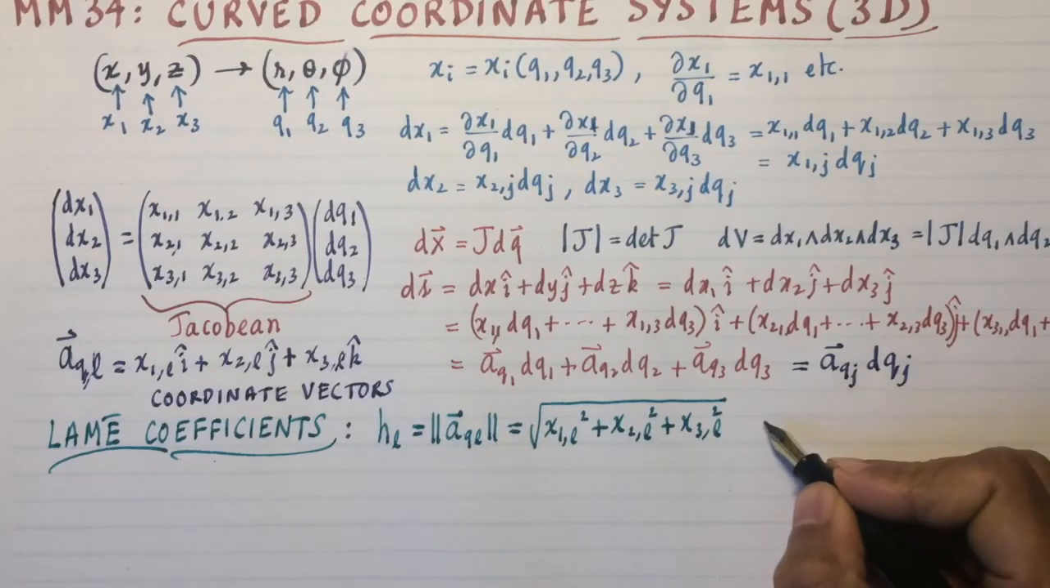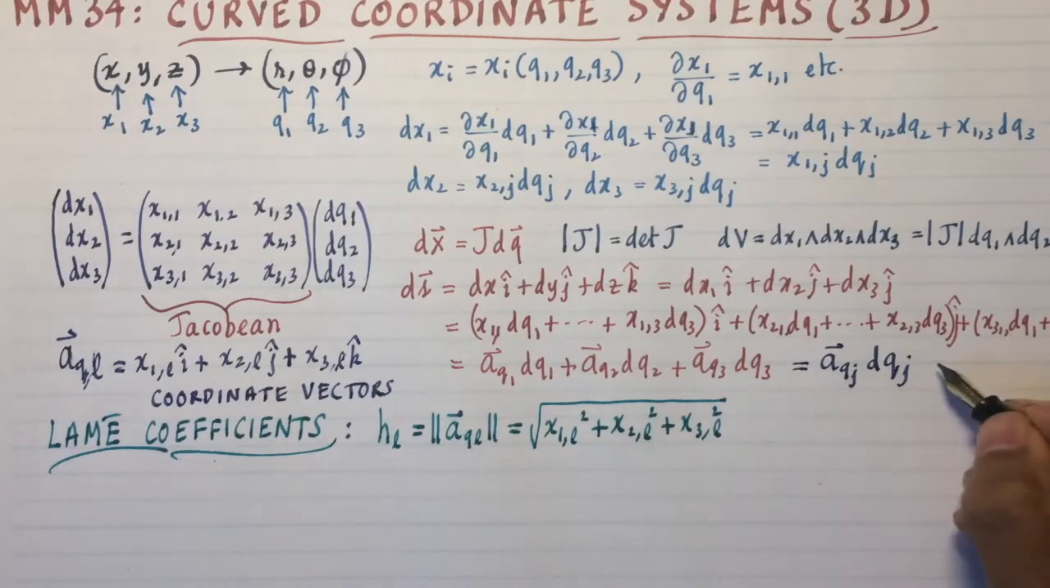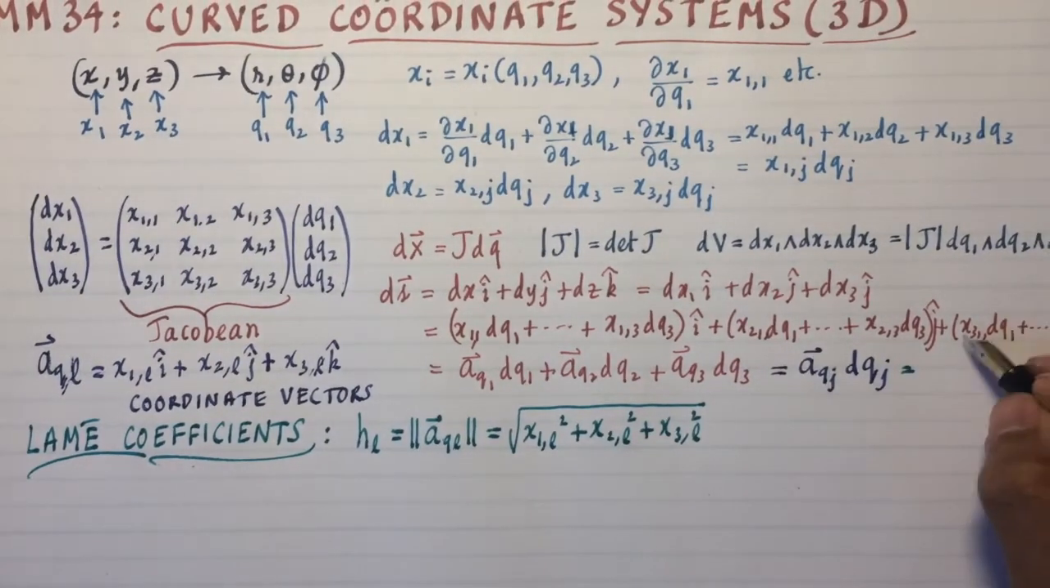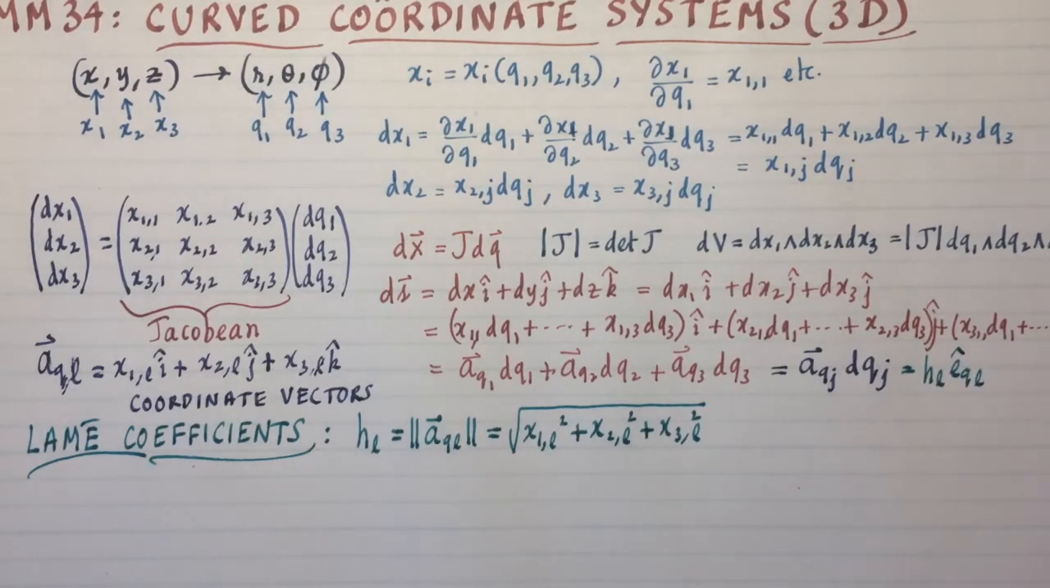And then once you have that, I can write the a_q's as h_l times the unit vector in the direction of a_q's. So I'll write them as h_l times e_q_l times d_q_l. I've changed the index from j to l. Okay, now that's it. That's a general theory.